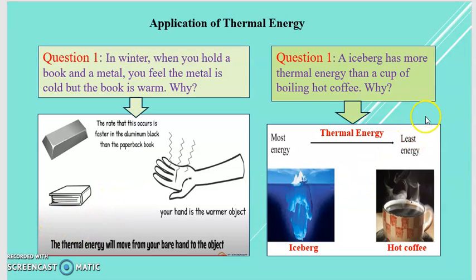So can you do this one? An iceberg has more thermal energy than a cup of boiled hot coffee. Why? Think about it. Because an iceberg has huge mass, but a boiled coffee just has small mass. So the iceberg must have more thermal energy than coffee, even though coffee has a higher temperature than the iceberg.